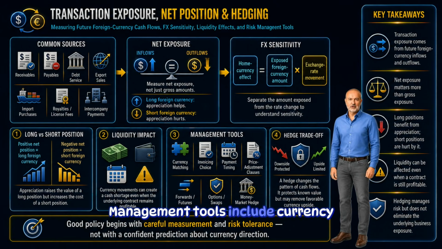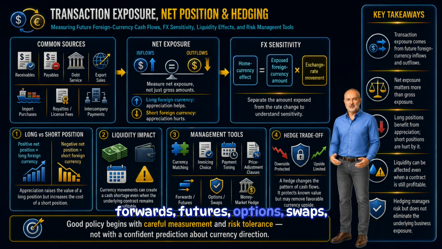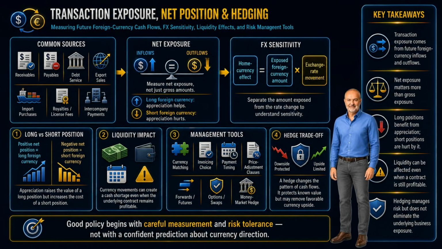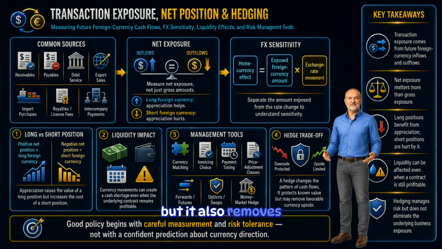Management tools include currency matching, invoicing choices, payment timing, price adjustment clauses, and financial hedges such as forwards, futures, options, swaps, and money market positions. A hedge changes the pattern of cash flows. It does not erase the underlying business exposure. A forward can protect a known home currency value, but it also removes favorable currency upside. Good policy, therefore, begins with careful measurement and risk tolerance, not with a confident prediction about currency direction.